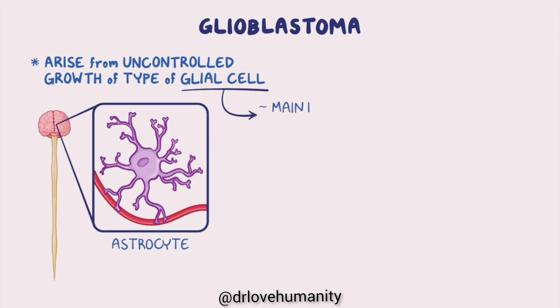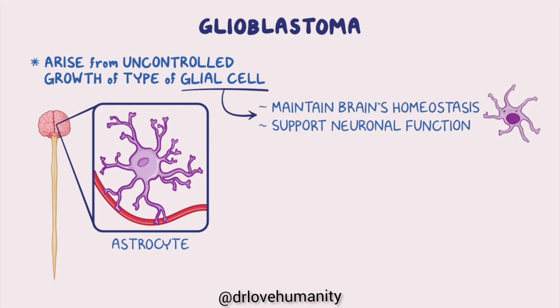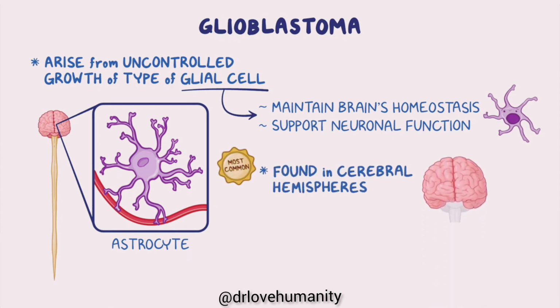Glial cells help maintain the brain's homeostasis and support neuronal function. Glioblastomas can be found throughout the brain and spinal cord, but are most commonly found in the cerebral hemispheres.